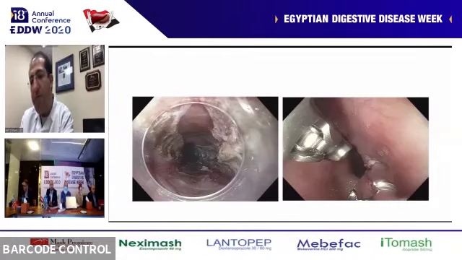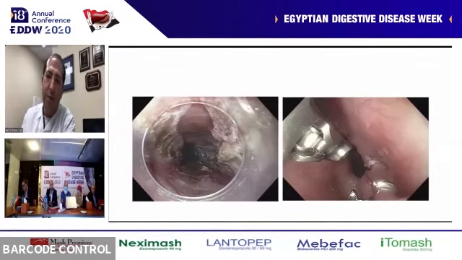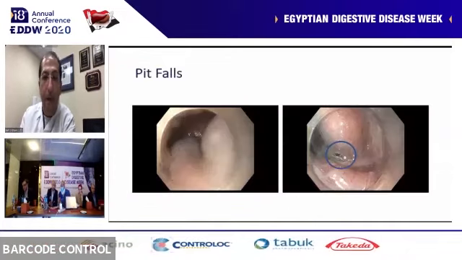There were multiple series that showed that the sutures take longer and there's no difference or benefit compared to the clips. The clips are just as good. Pitfalls, things to watch for.